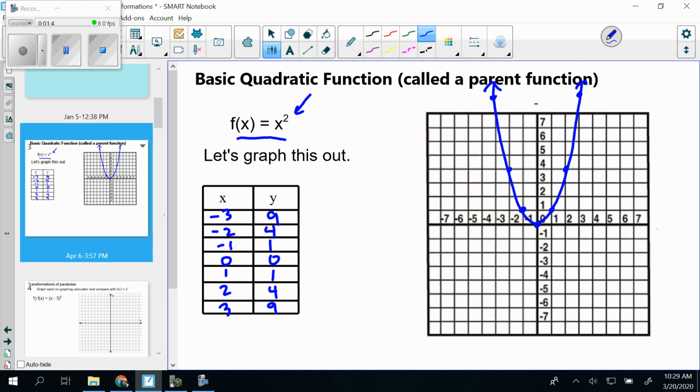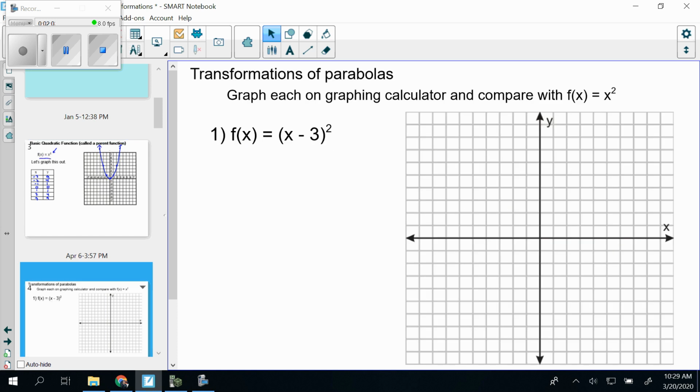So what we're going to be doing when we graph a lot of these today is they are just transformations, or this graph altered in some way. So we're going to use this one to help us out when we're graphing these. Okay, so the first transformation: what does this one look like in comparison to our parent function, x squared? Well, this is the same function squared, except that we've got this -3 in here.